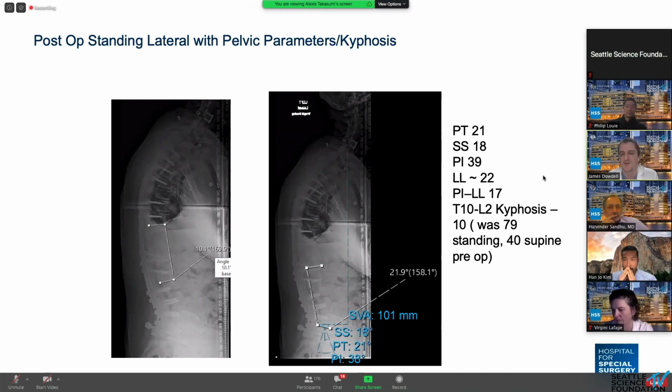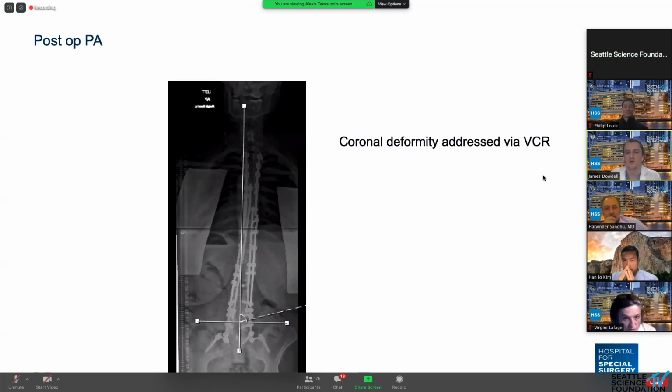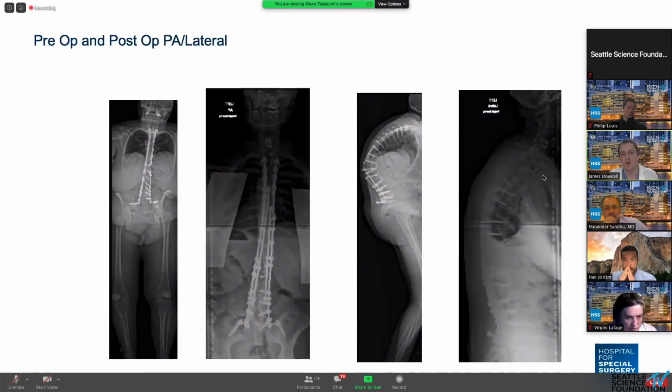Her T10 to L2 kyphosis was 10. Her lumbar lordosis improved to 22, which gave us a mismatch of around 17. Her coronal deformity was addressed via the BCR. And then these are the preoperative and post-operative comparison films.